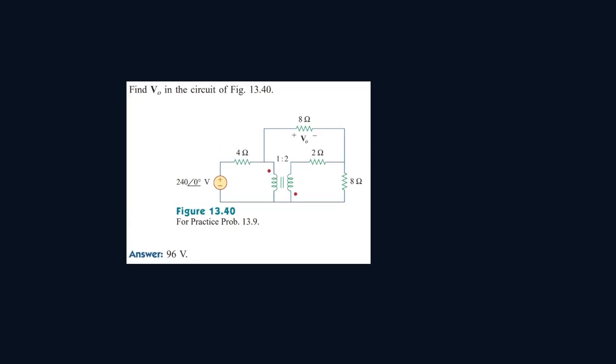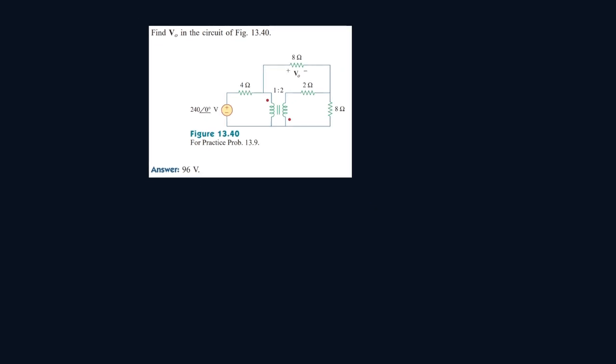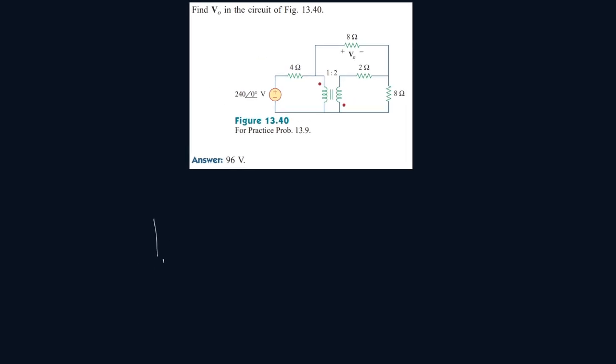So we have to find VO for the following circuit. The first thing we're going to do is rewrite this. We have 240 phasor 0, so that's just 240 volts. There's a 4 ohm resistor there. Then we're going to continue this and put an 8 ohm resistor. Have this go down here.